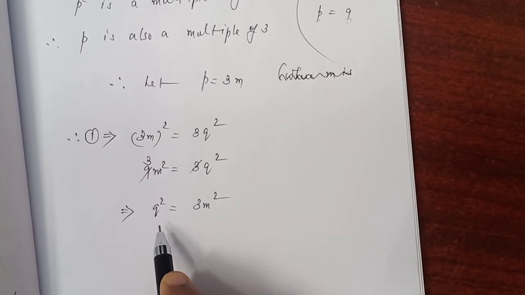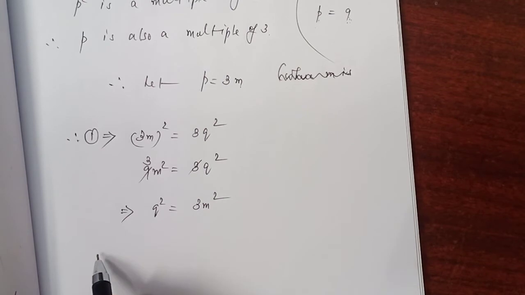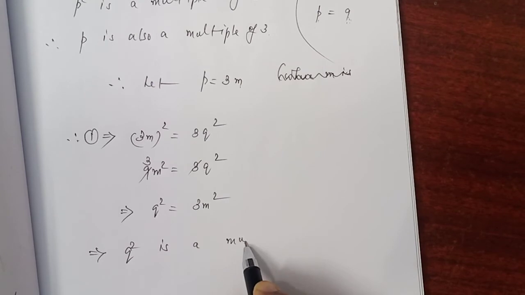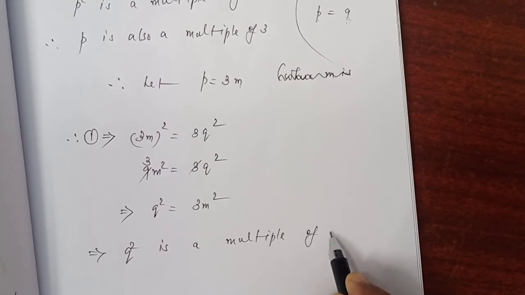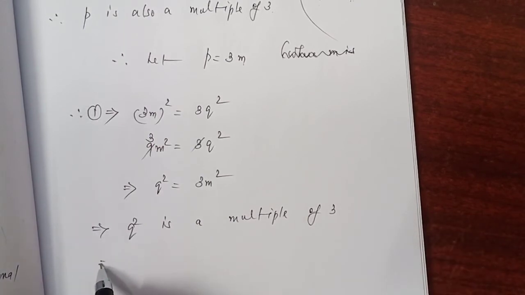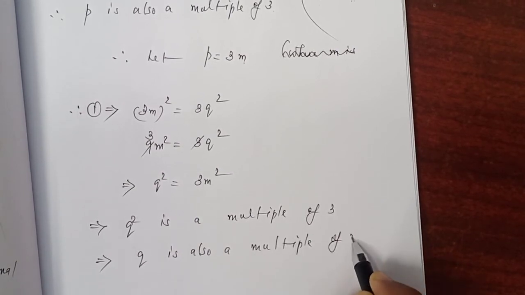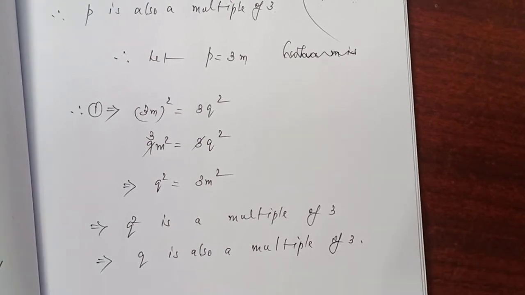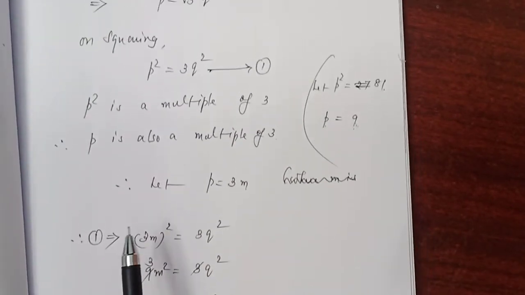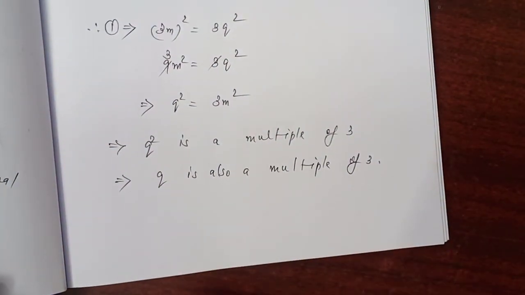What does it mean? Because 3 into any expression is a multiple of 3, Q squared is a multiple of 3. Since Q squared is a multiple of 3, obviously Q is also a multiple of 3. Okay. Already we have proved P is a multiple of 3. Now we have proved Q is a multiple of 3.